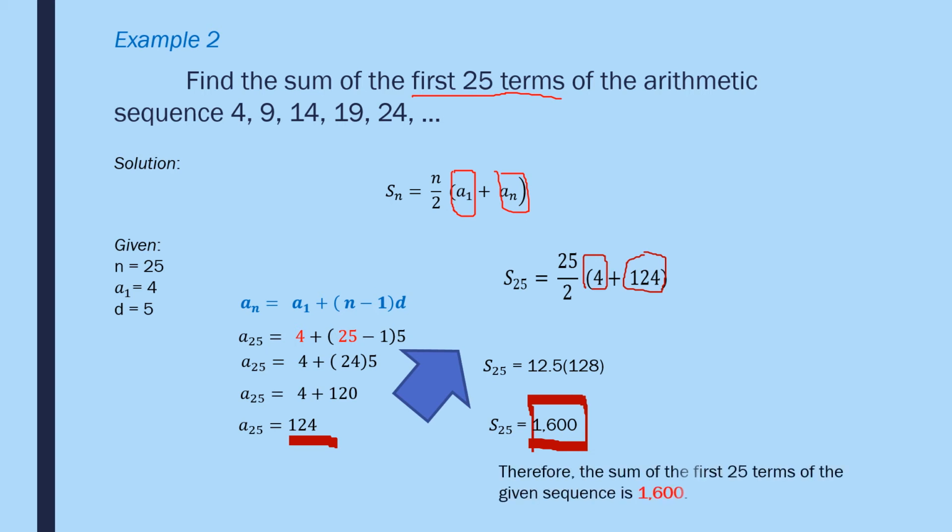What is our conclusion now? Therefore, the sum of the first 25 terms of the given sequence is 1,600. Okay? Any questions? I hope you got it. Let's proceed now to the third and last example.